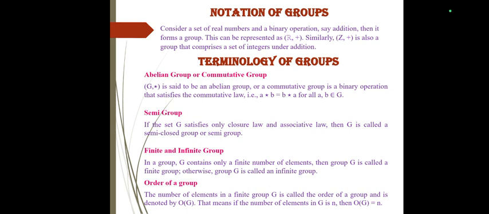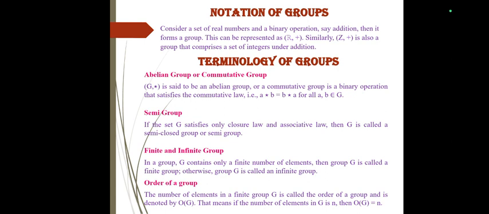Next, we'll see certain terminologies of groups. The first one is abelian group or commutative group. (G, star) is said to be an abelian group or a commutative group if the binary operation satisfies the commutative law, that is a star b is equal to b star a for all a, b belonging to G. Next, we see what is a semigroup. If the set G satisfies only closure law and the associative law, then G is called a semigroup.